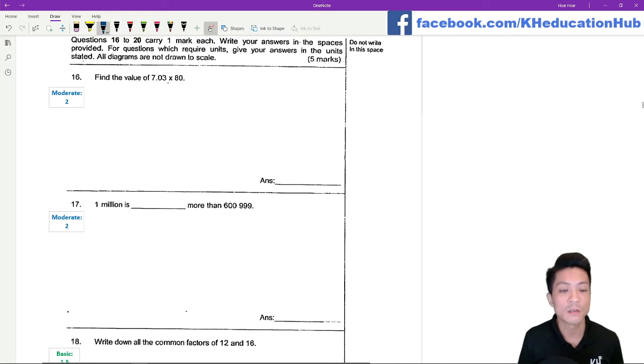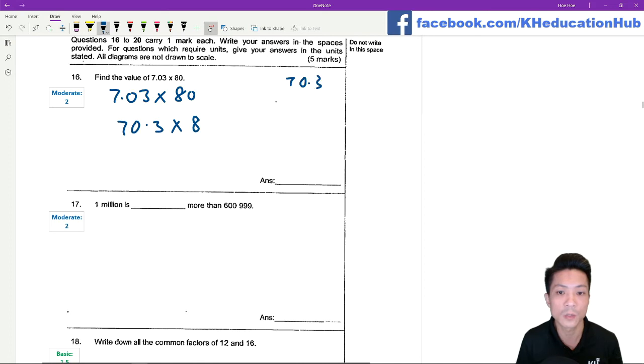Question 16. Find the value of 7.03 multiplied by 80. First, we got to break this into 8 times 10, which means that you can multiply by 10 to this 7.03, which will give you 70.3 multiplied by 8. Now it's a bit easier to multiply, so you can do your multiplication over here.